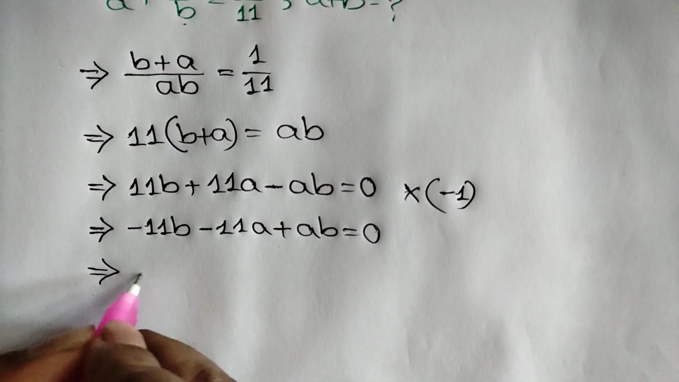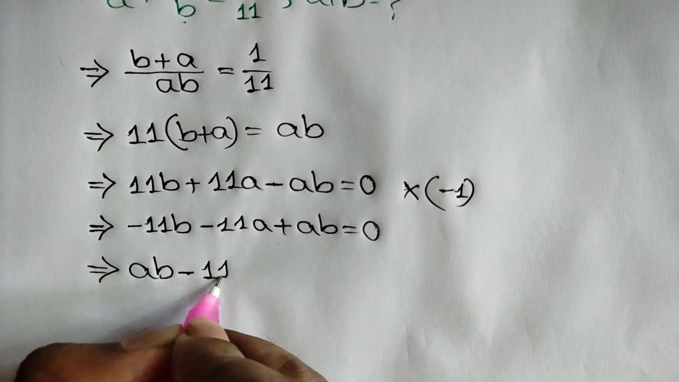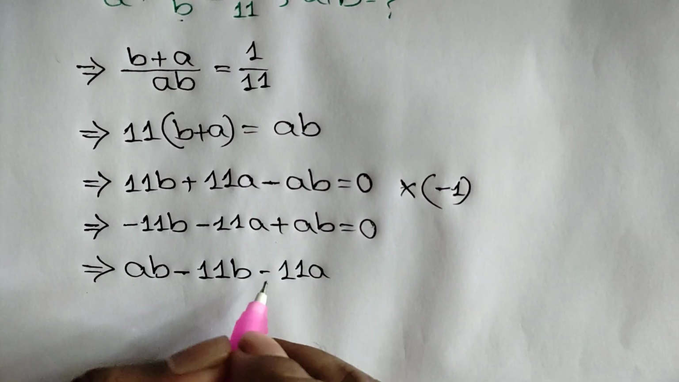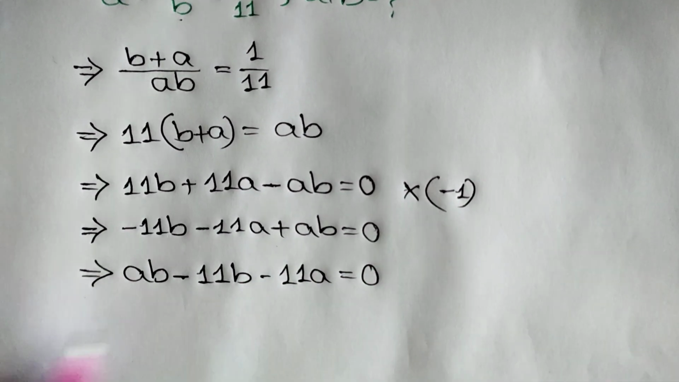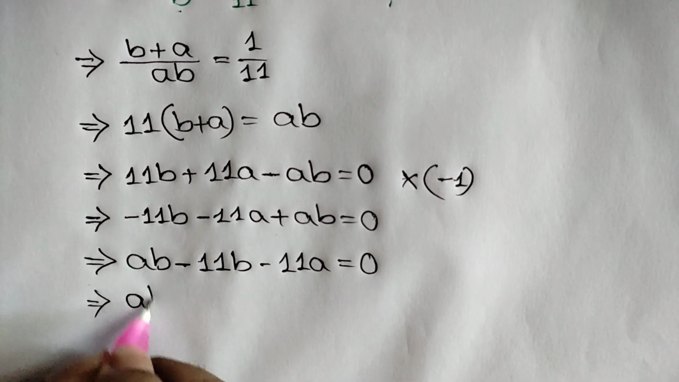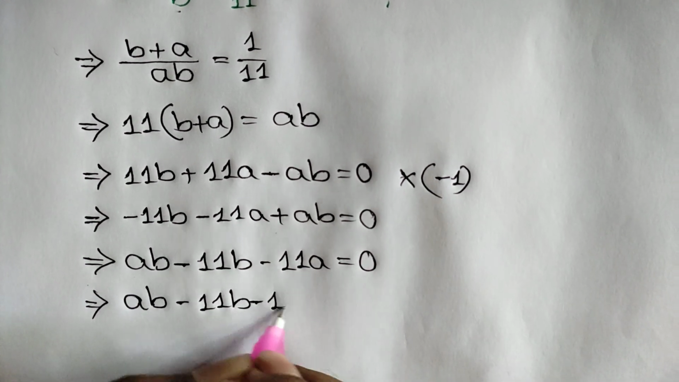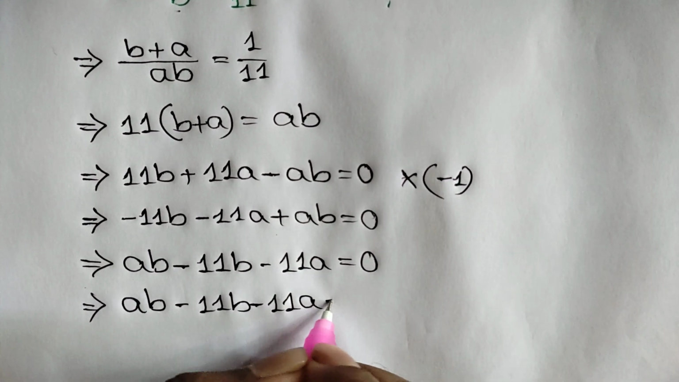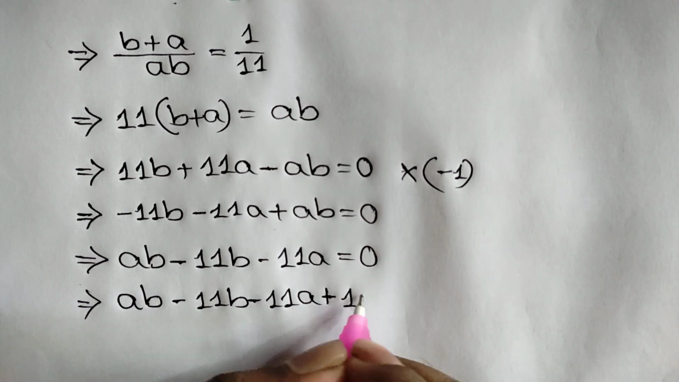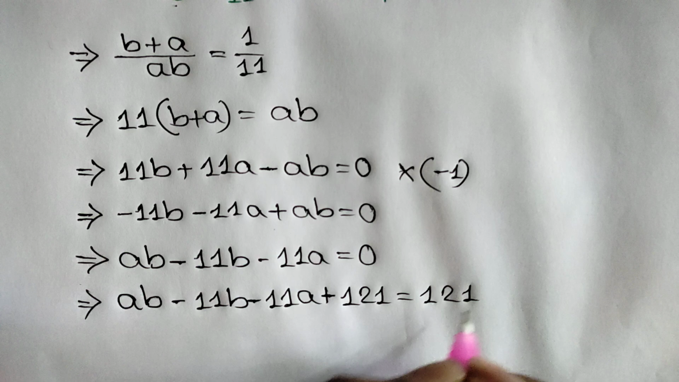Rearranging it, we can write ab minus 11b minus 11a is equal to 0. Now we can write ab minus 11b minus 11a plus 121 is equal to 121.